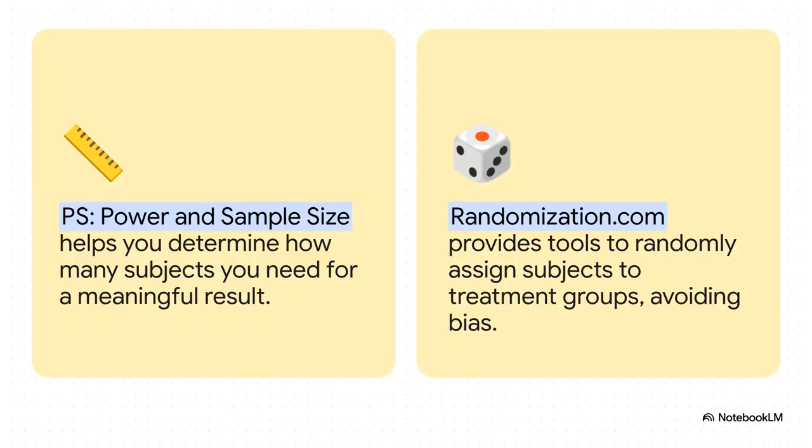And for these two huge questions, there are a couple of brilliant free tools. The PS program helps you figure out the how many people part, and randomization.com helps you with the who goes where part. Both of these are absolutely essential if you want to run a fair and unbiased clinical trial.